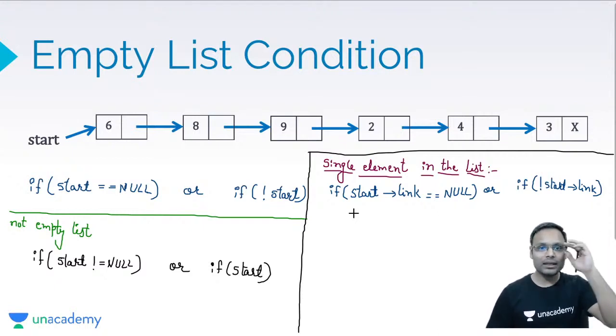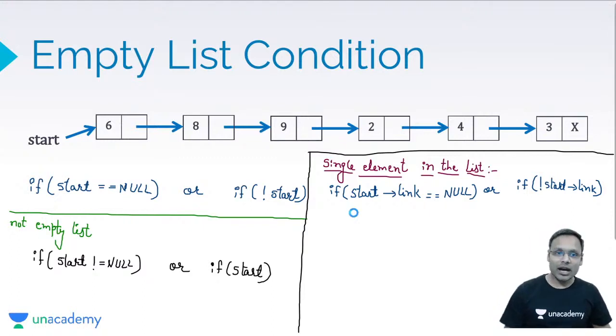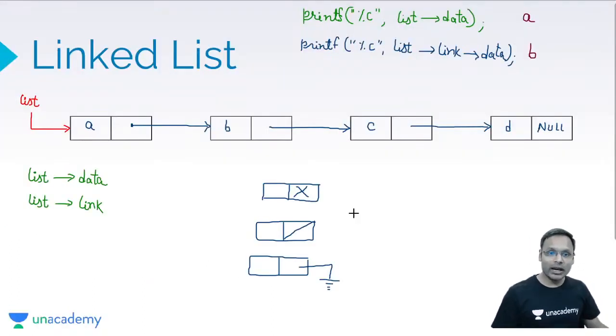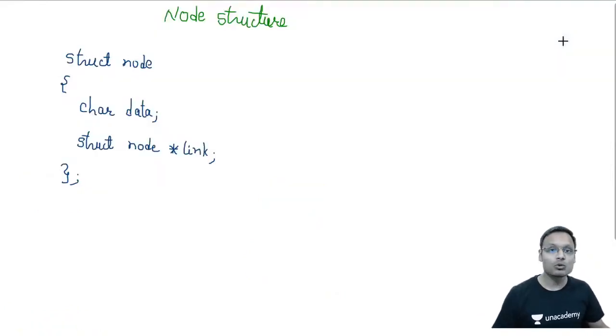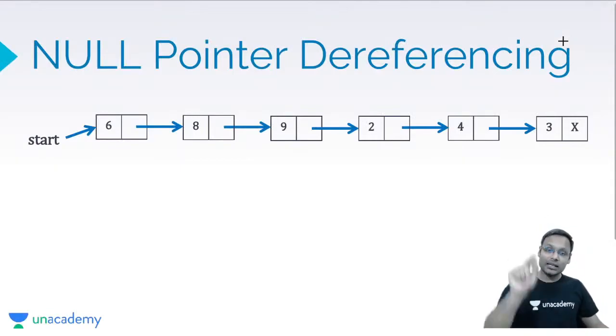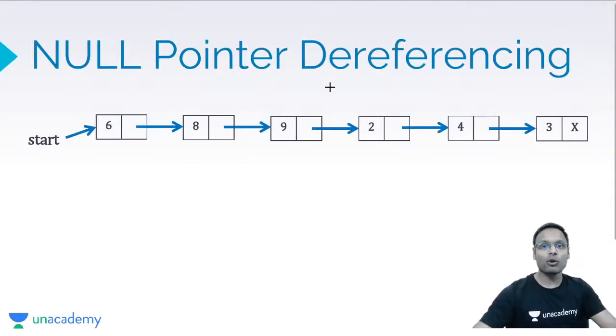Understood what is the empty condition or empty list? Understood how to access the node and how to access this particular linked list like this way. Okay, now we are going to talk about one runtime error. Yes, this is a runtime error, null pointer dereferencing. What that null pointer dereferencing error is.